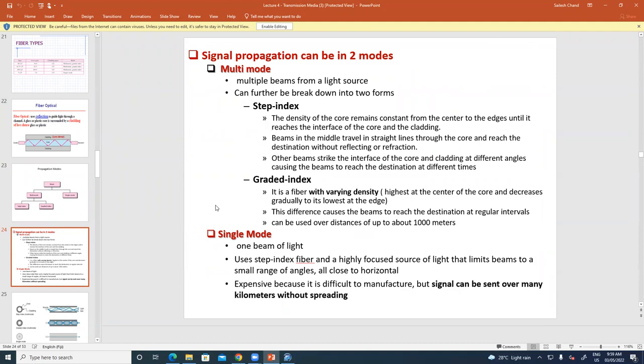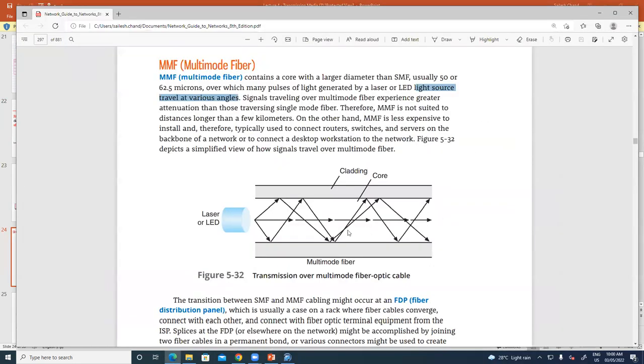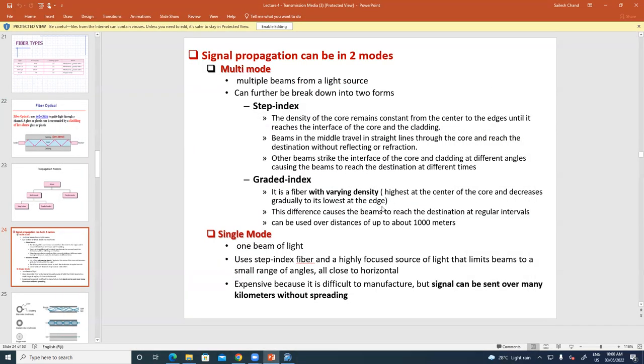In step index, the density of the core remains constant from the center to the edges until it reaches the interface of the core and the cladding. Beams in the middle travel in straight lines through the core and reach the destination without reflecting. So it's talking about something like this: the one in the straight line goes straight, the other one goes in a zigzag pattern.